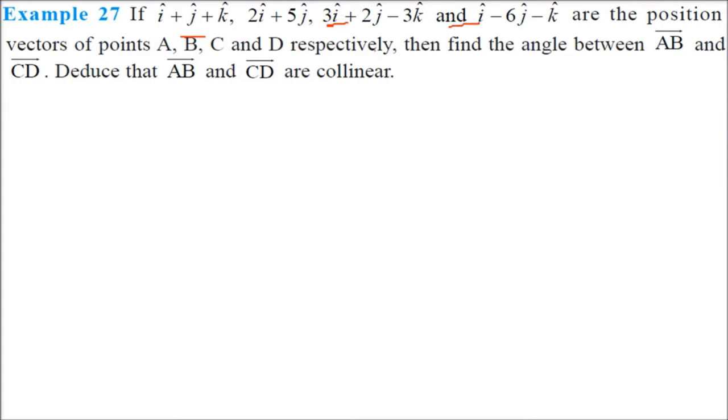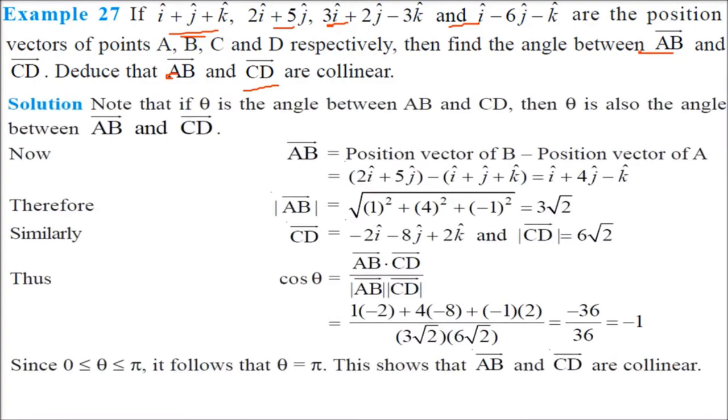So we have 3, 1, 2, 3. These are the position vectors of points A, B, C. No, they are 4. So A, B, C, D. So these are the position vectors. We have to find the angle between AB and CD. These are vectors. And we have to deduce that AB and CD are collinear.